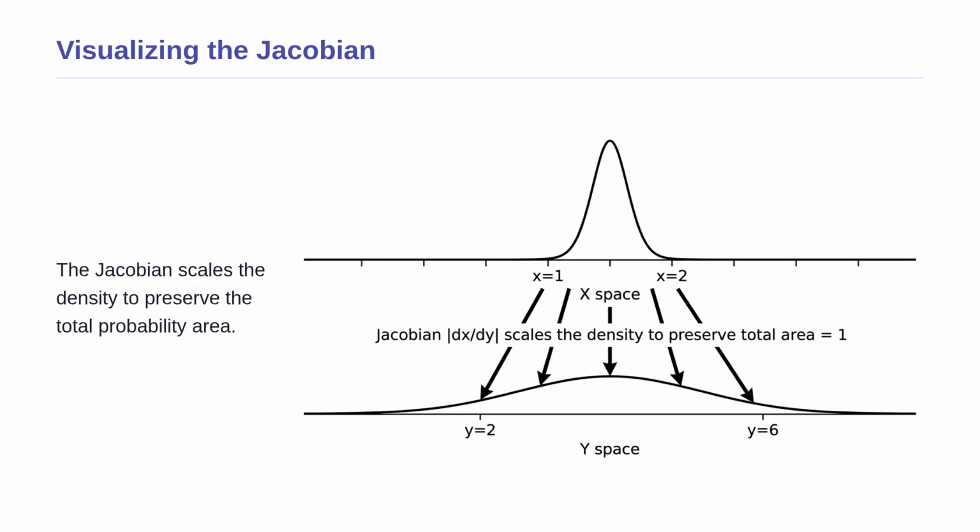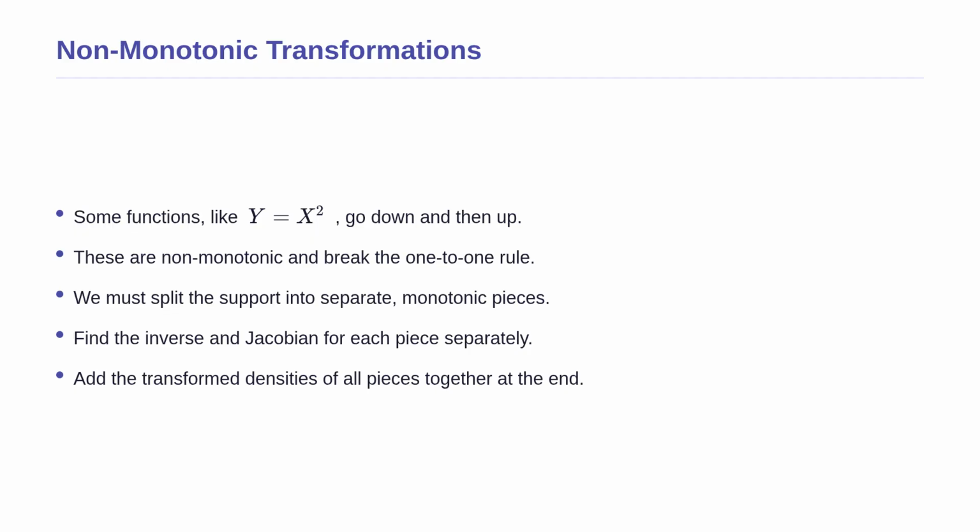to 1. We have seen how the Jacobian works for simple one-way transformations. But what happens when our function is not monotonic? Suppose our rule is y equals x squared. This is a U-shaped parabola that decreases and then increases. It breaks our one-to-one rule because a positive and negative x can give the same y.